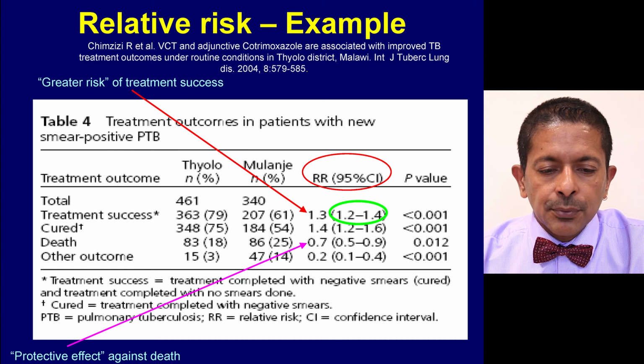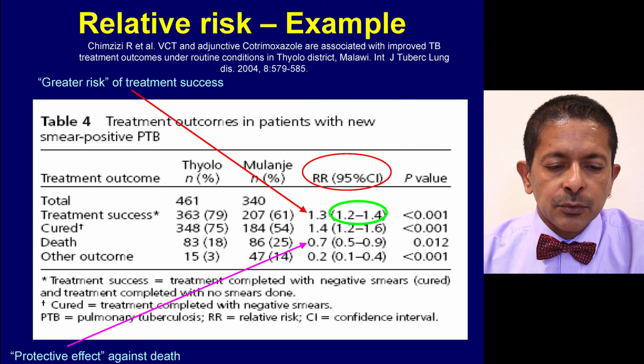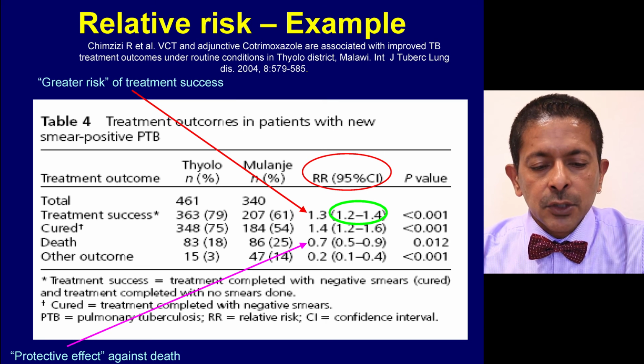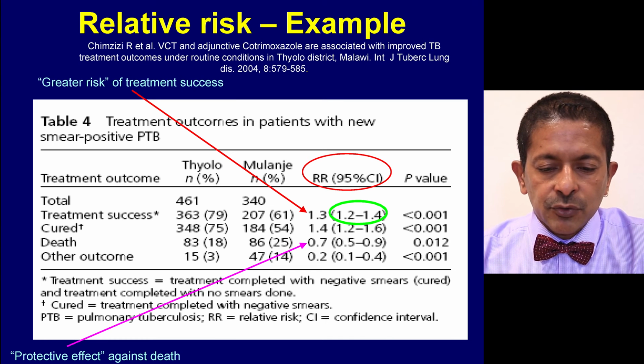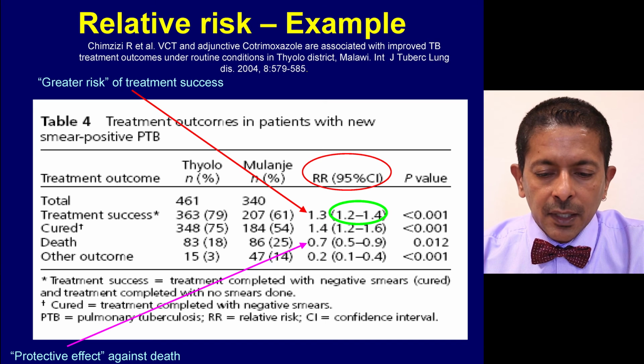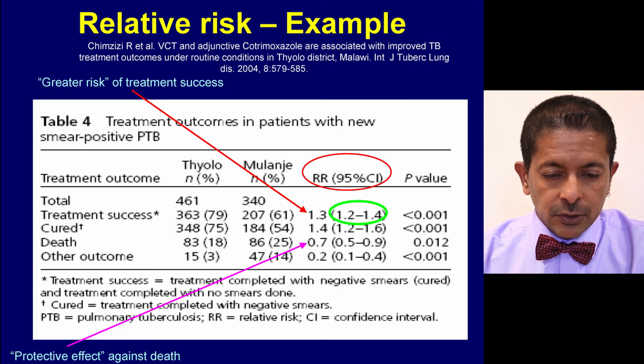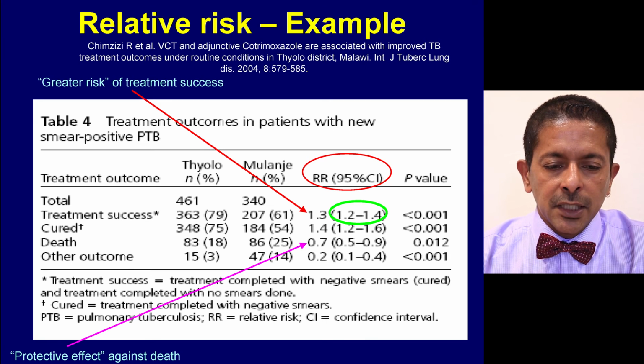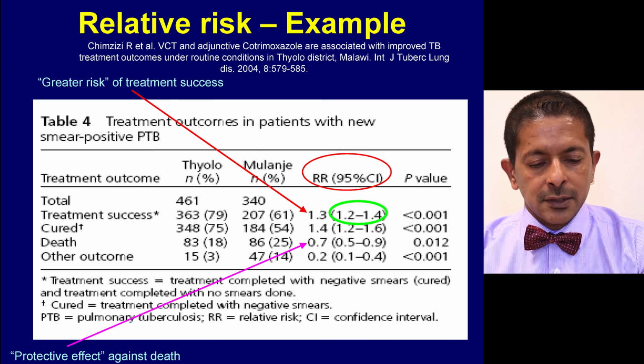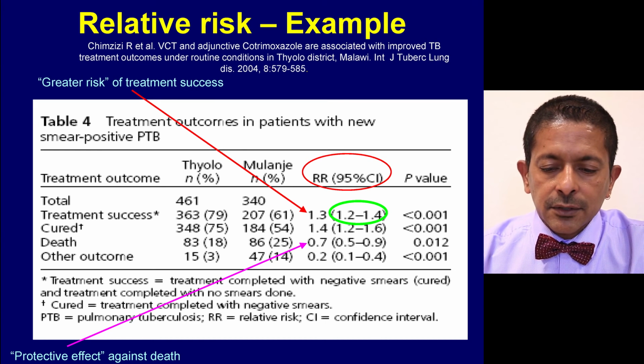Now here's an example in this table of how relative risks are actually displayed. This is looking at treatment outcomes in patients with new smear-positive TB in Tiolo district compared to a different district, Mulanje in Malawi. And you see a relative risk of 1.3 for treatment success. This implies greater risk of treatment success since it's over 1. Here's the relative risk of death of 0.7. It's under 1, and this is thus a protective effect against death.